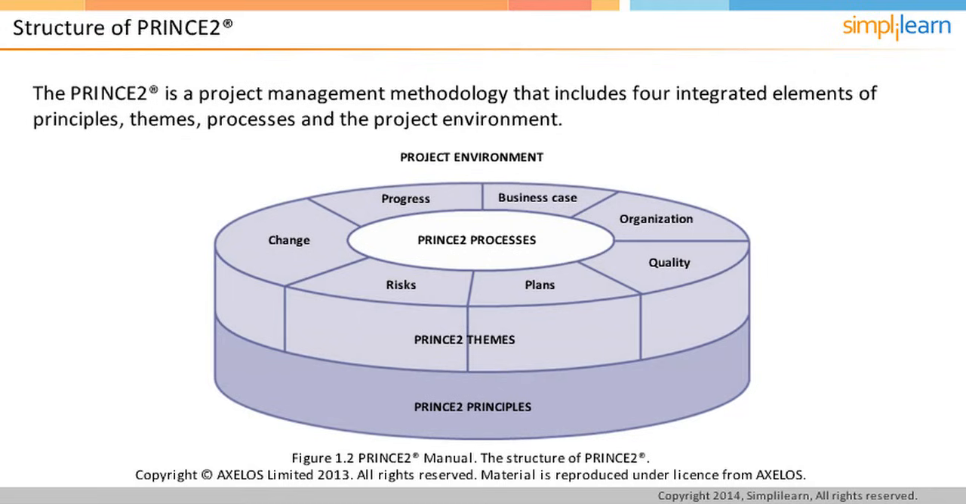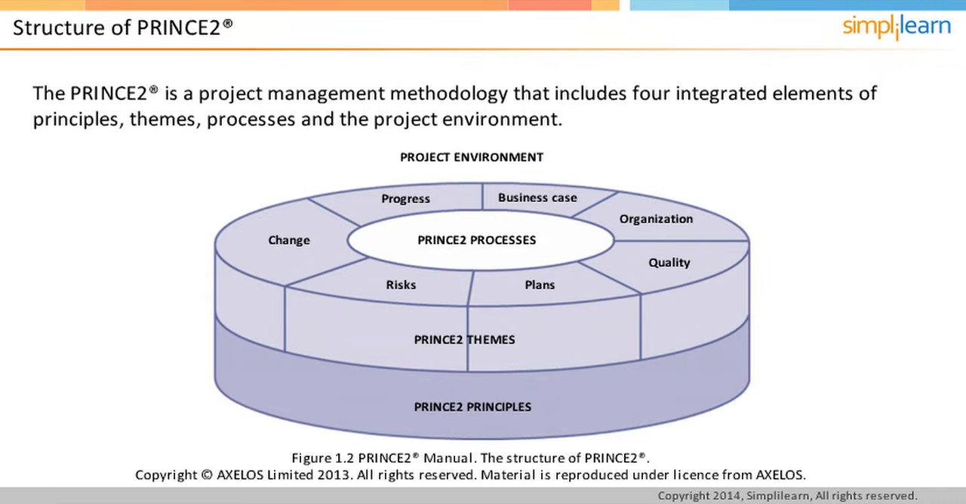As seen in the image on the screen, PRINCE2 is a project management methodology that includes 4 integrated elements of principles, themes, processes, and the project environment. A project is called a PRINCE2 project only if it follows the 7 principles described by PRINCE2. The principles are the guiding obligations and good practices that determine whether the project is genuinely being managed using PRINCE2.